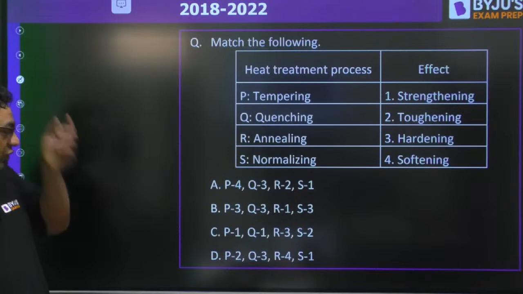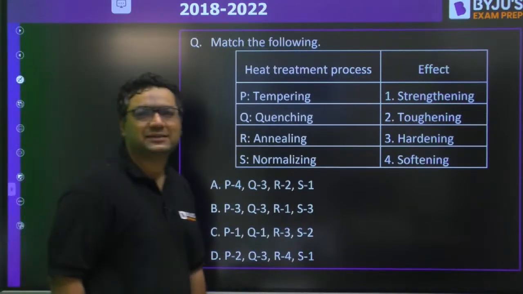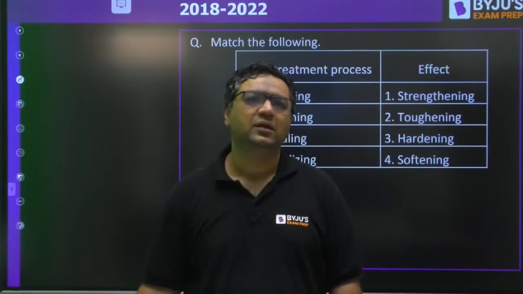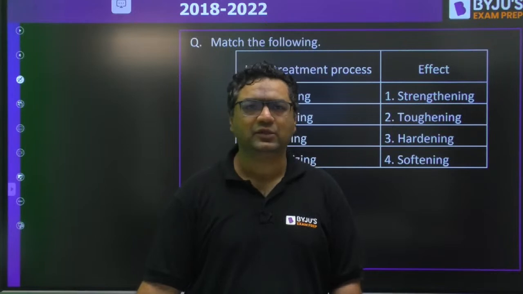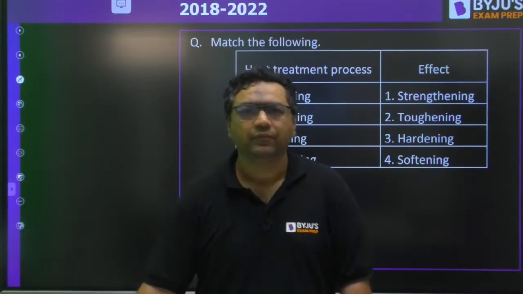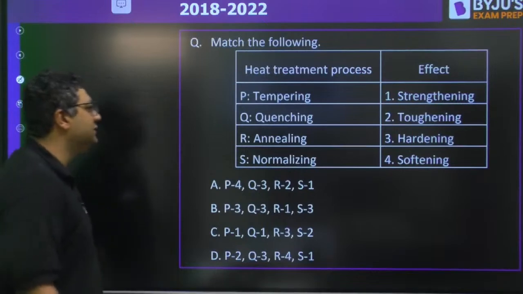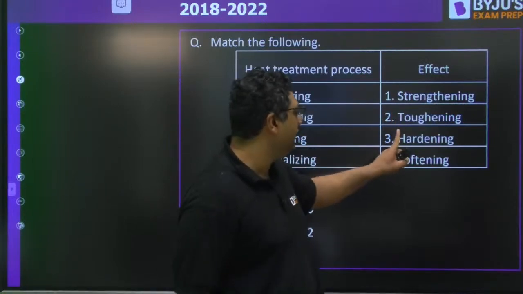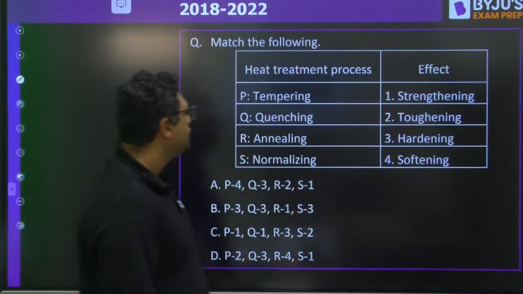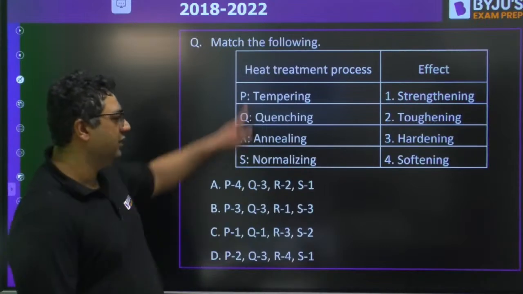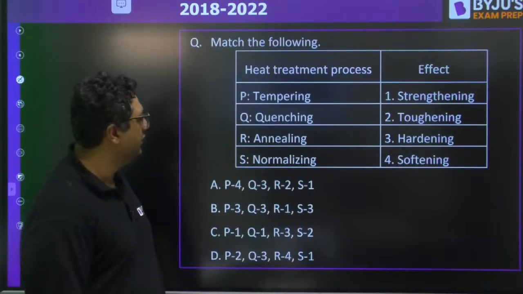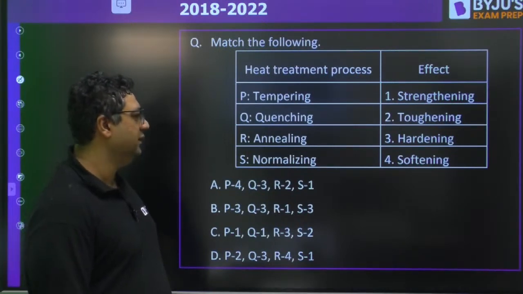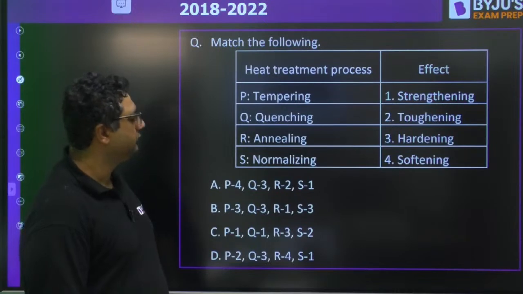This is a match-the-following question, once again from the same chapter, heat treatment. Heat treatment is a very, very important topic. Here we have terms like tempering, quenching, annealing and normalizing, and here strengthening, toughening, hardening and softening. So my dear, which of the following matches? Tempering, quenching, normalizing, annealing.